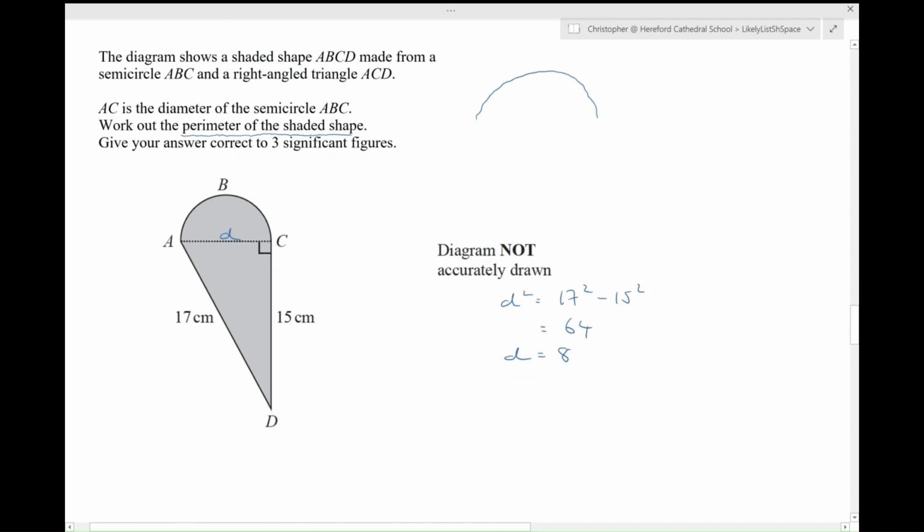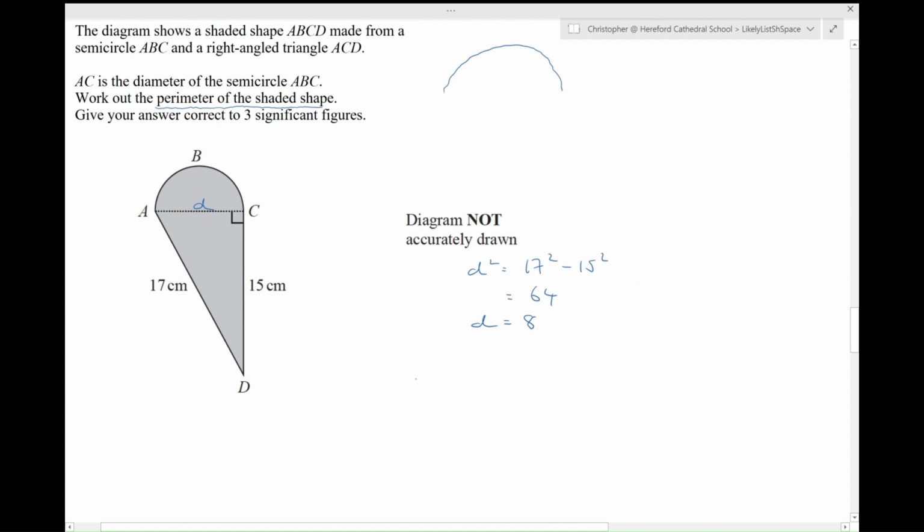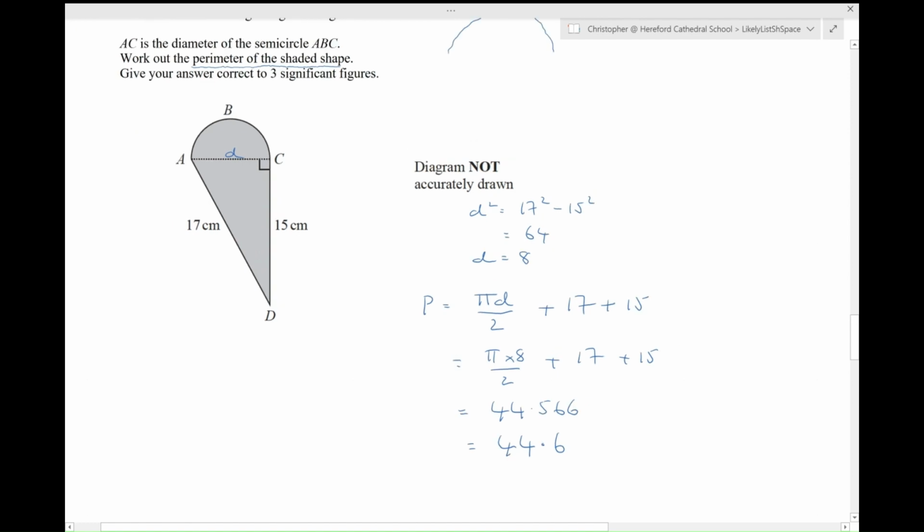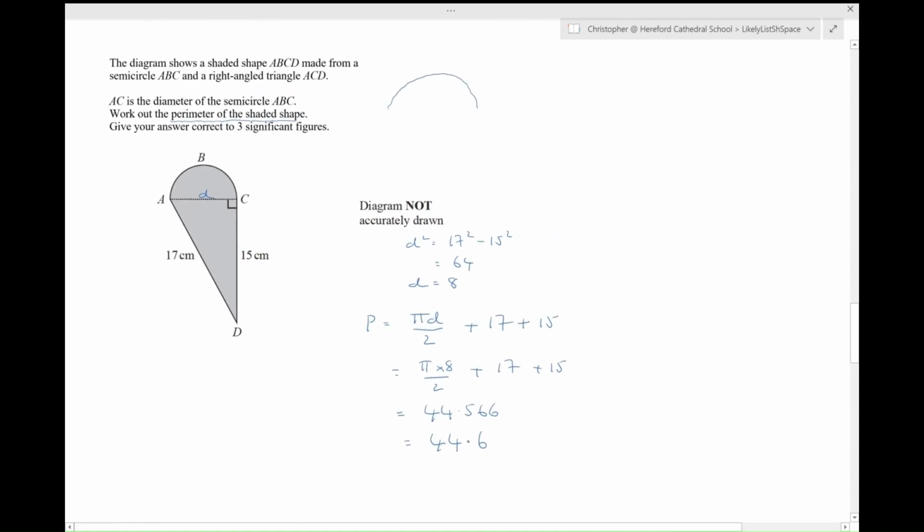So now I can write an expression for the perimeter of the whole shape. The perimeter of the whole shape will be half the circumference, pi d over 2, plus 17 plus 15. And of course, I know that the diameter is 8. So it's going to be pi times 8 over 2 plus 17 plus 15. Put that into your calculator and you'll get the answer 44.566 and so on. And I'm asked to give the answer to 3 significant figures, so that's going to be 44.6. And there is the perimeter of that shape.